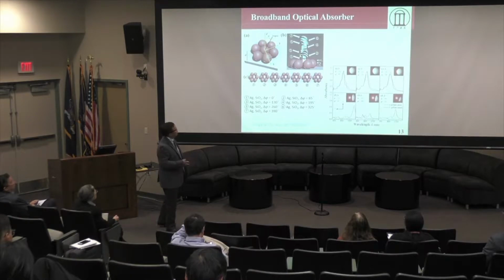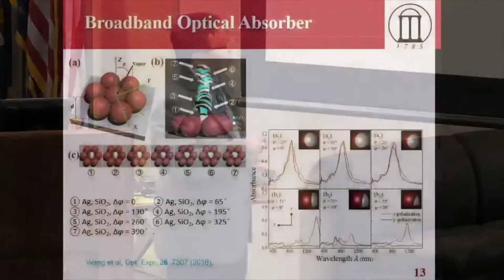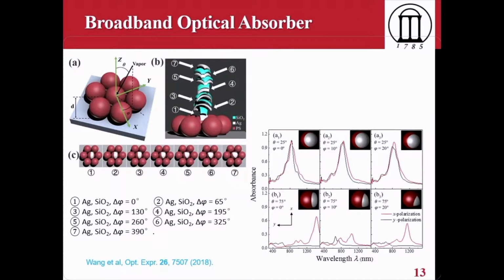What I can do is that, for example, I have a sample. I don't know the orientation of each domain. I start at a phi angle, supposedly phi equals 0 degrees. I first deposit a layer of silver and then cover that with a thin layer of silicon dioxide. Then I start to rotate the whole thing 65 degrees.